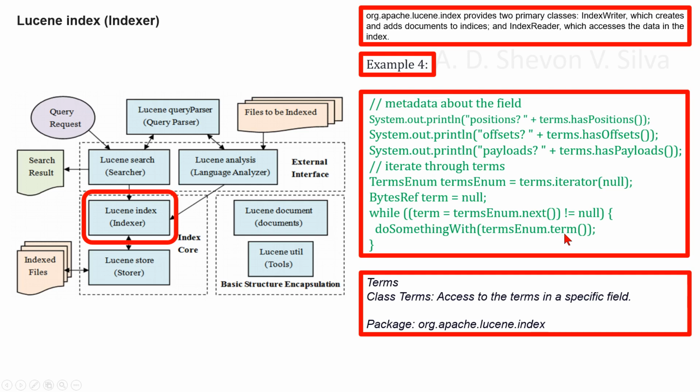So here we are getting metadata about the field here: position, offset, payload, and iterating through the terms here. And the class Terms is in the package org.apache.lucene.index. Here Terms represents the collection of terms within a field, exposes some metadata and statistics, and the API for enumeration.